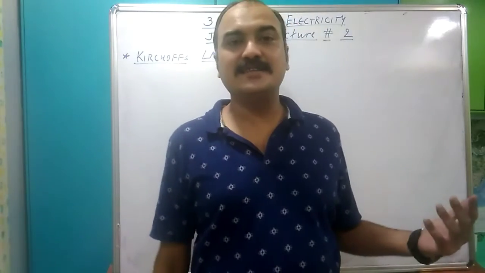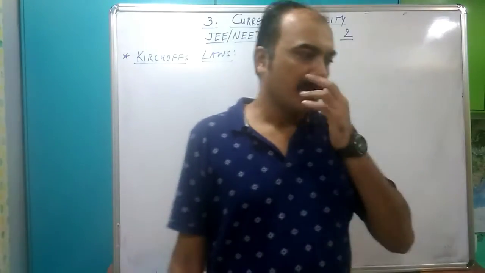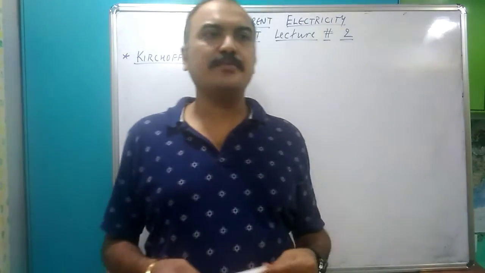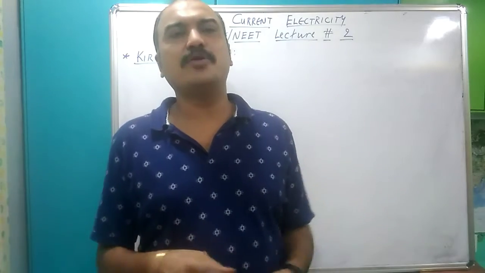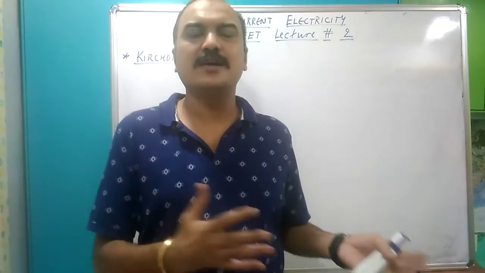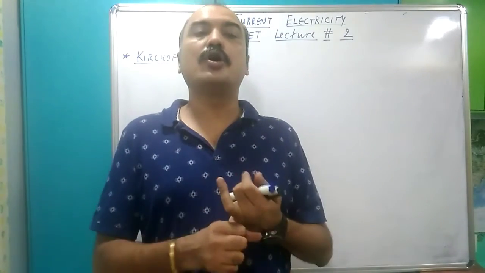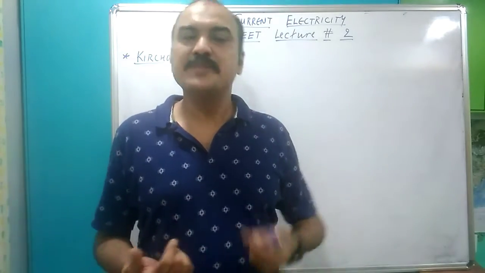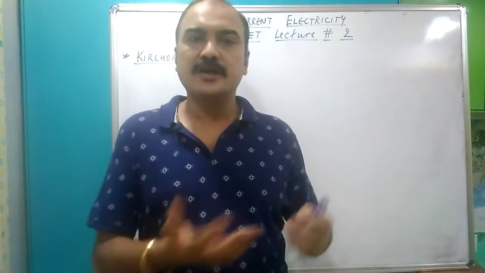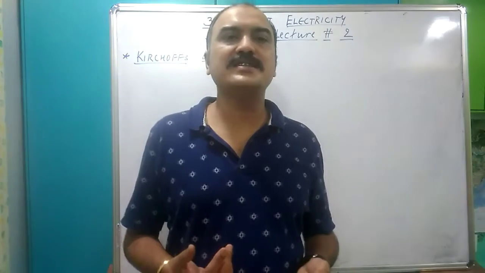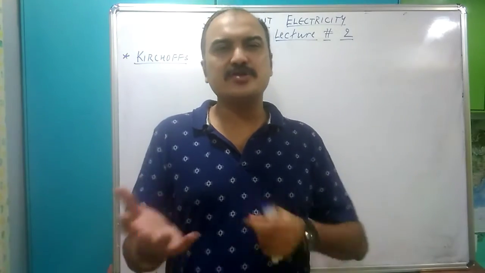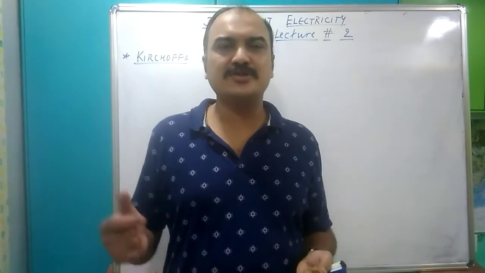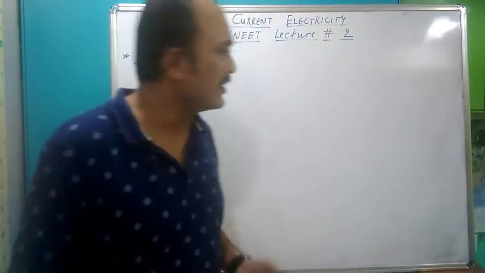Current electricity का JEE लीट लेक्चर नंबर 2. हमने लास्ट टाइम JEE लीट लेक्चर नंबर 1 में we discussed about drift velocity, formation of current, current density. We saw the changing of resistivity with temperature, changing of resistance with temperature. We saw the color code for carbon resistors, and I think finally we saw resistor series and parallel connection and cell series and parallel connection.